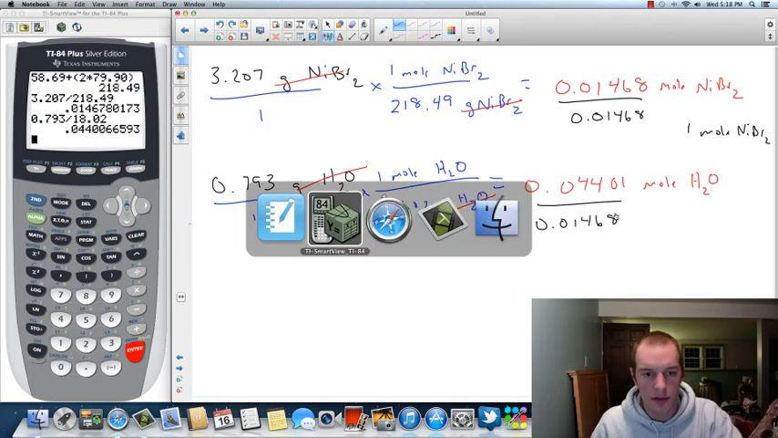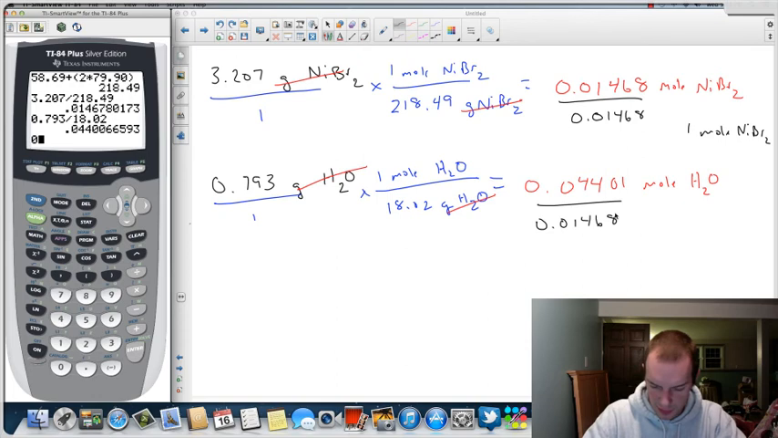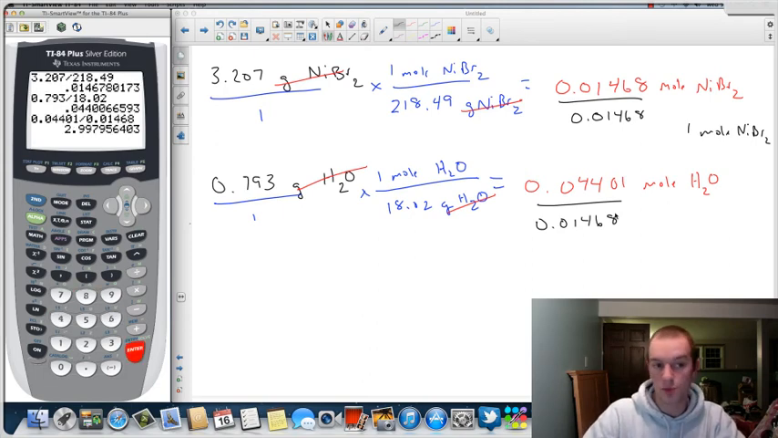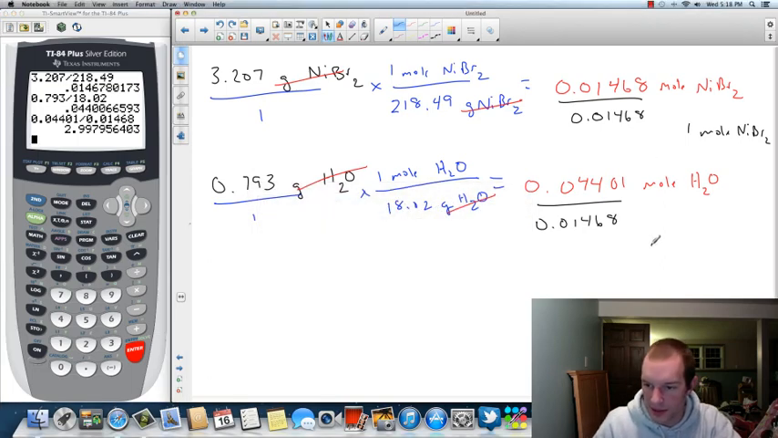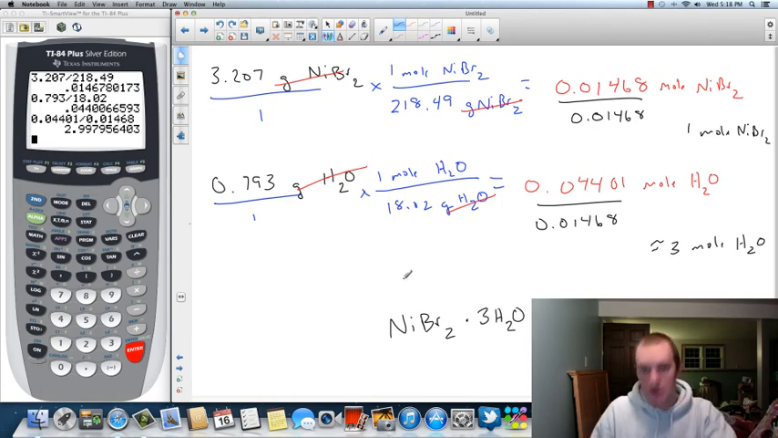Divide by 0.01468 here. Go into our calculator. We've got 0.04401 divided by 0.01468, and that equals 2.997, which is almost exactly 3. Come back over here. We can say that's approximately 3 moles of H2O to give us a formula of NiBr2.3H2O.